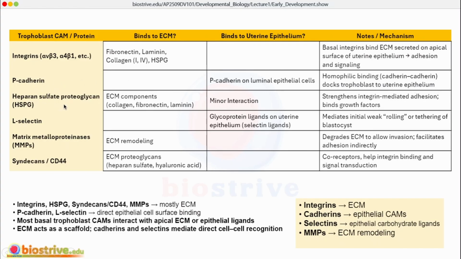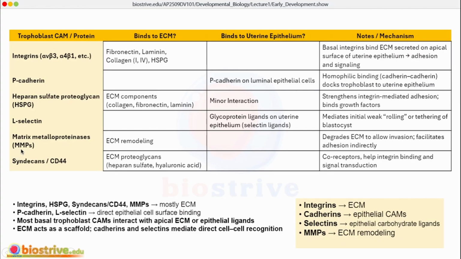Heparan sulfate proteoglycan will bind to ECM molecules like collagen, fibronectin, and laminin, and there is a very minor interaction with uterine epithelium or uterine cell adhesion molecules, and it basically strengthens the integrin interaction. The L-selectins will bind to glycoprotein ligands which are present on the uterine epithelium itself, and they mediate the initial rolling or tethering of this blastocyst.